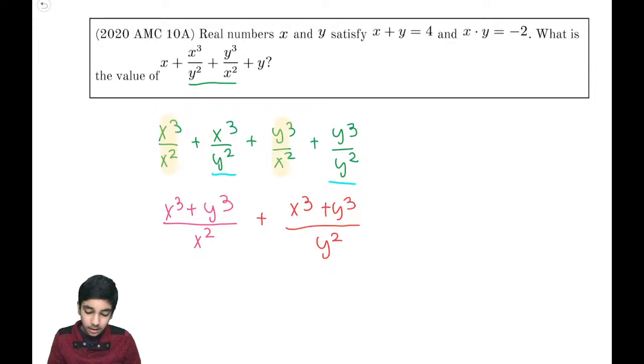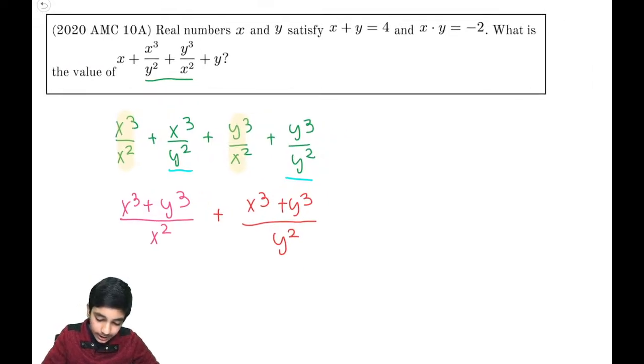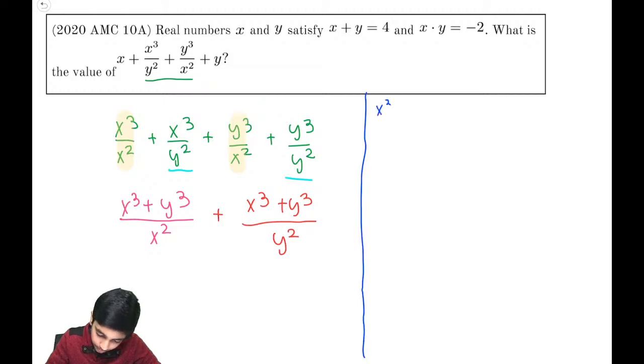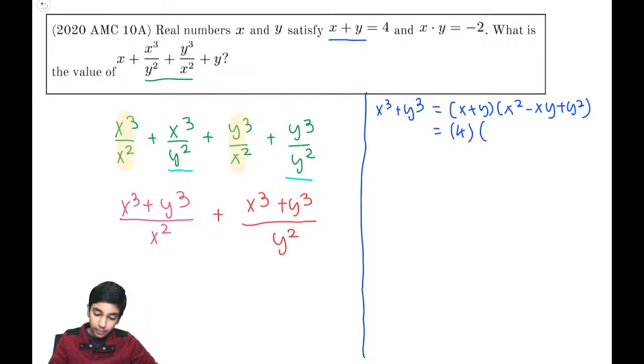How can we find the value of x cubed plus y cubed? Well, we can use the factorization tricks that we learned. We know that x cubed plus y cubed is equal to x plus y times x squared minus xy plus y squared, which is equal to 4 times x squared minus xy plus y squared, which is going to be equal to x plus y squared minus 3xy.